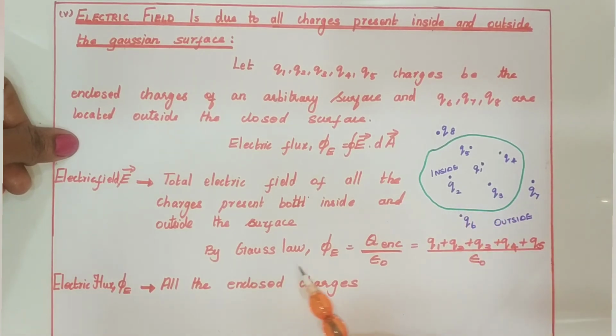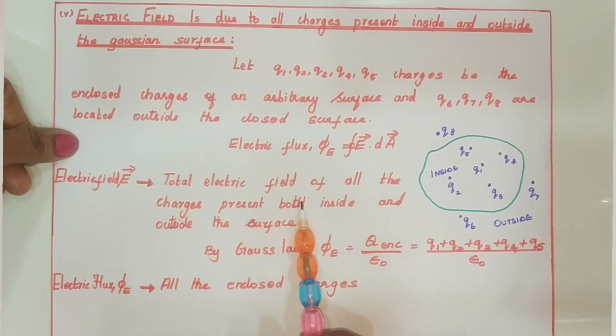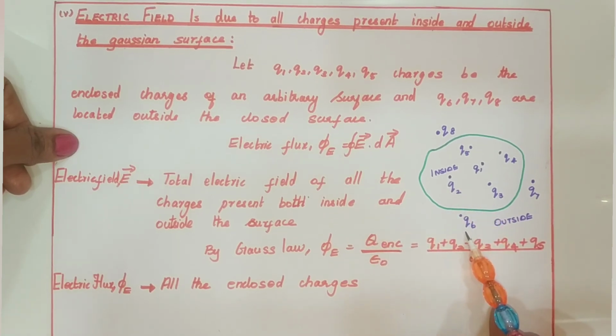Okay, that is, by Gauss law, flux phi E is equal to 1 by epsilon naught times Q enclosed, and all the charges enclosed must be taken as a total and divided by epsilon naught. That is, electric flux phi E is for all the enclosed charges and the electric field E is due to all the charges present inside and outside the closed surface.